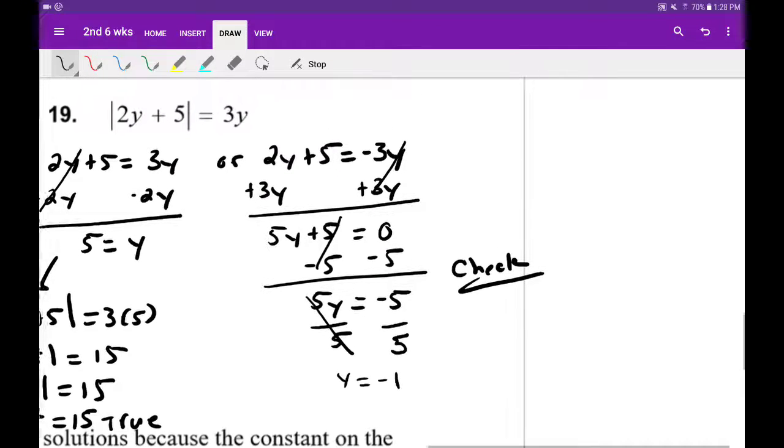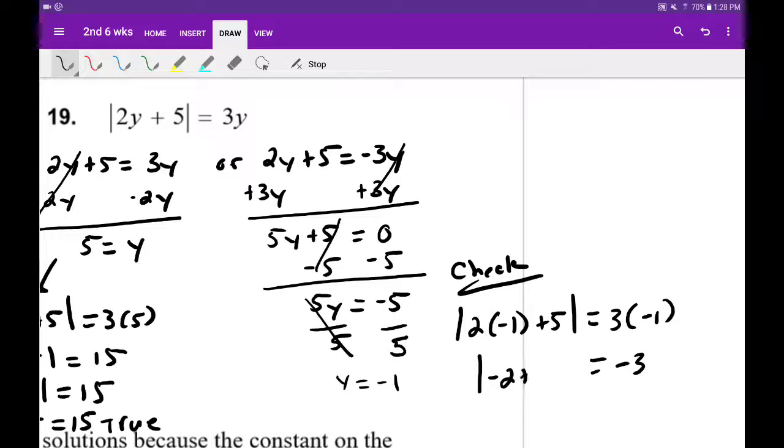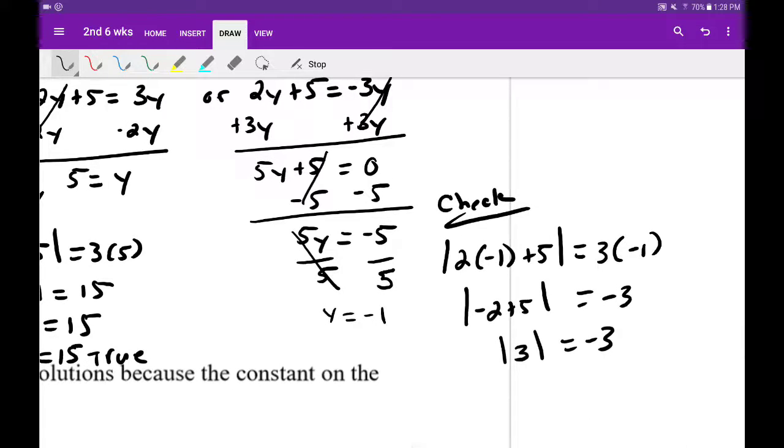Alright, so again, in the original equation, I'm going to do absolute value of 2 times negative 1 plus 5 equals 3 times negative 1. Alright, right side is going to be a negative 3. We're going to get negative 2 plus 5 in here. And then we end up with positive 3 inside equals negative 3. And of course, right here, we know this ain't going to work. Absolute value can't equal a negative number.